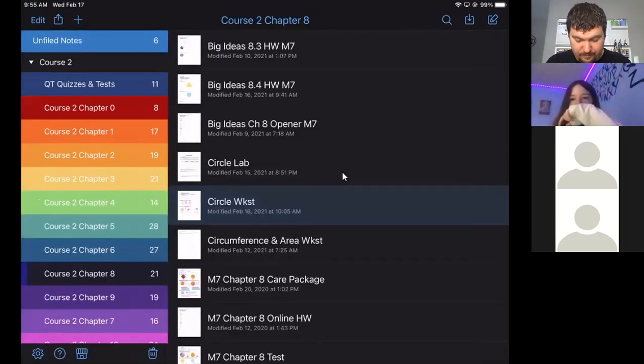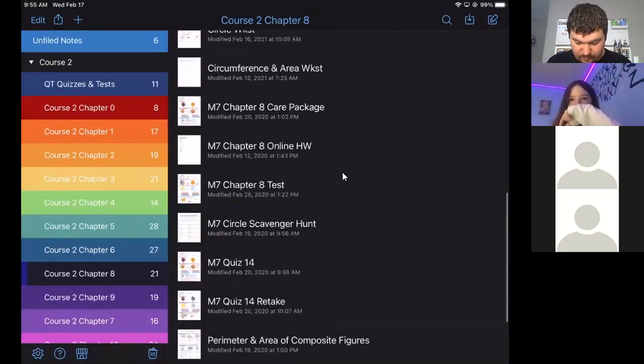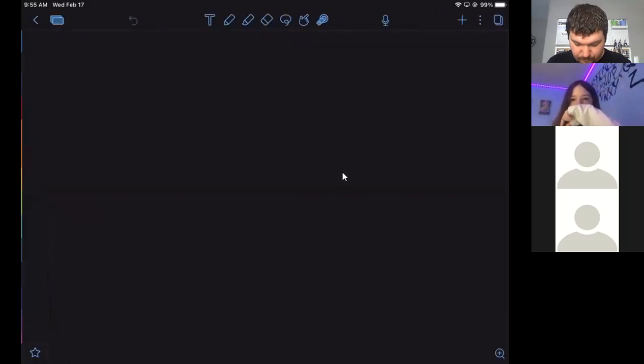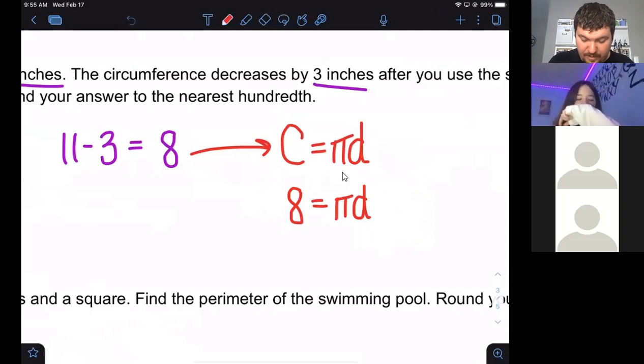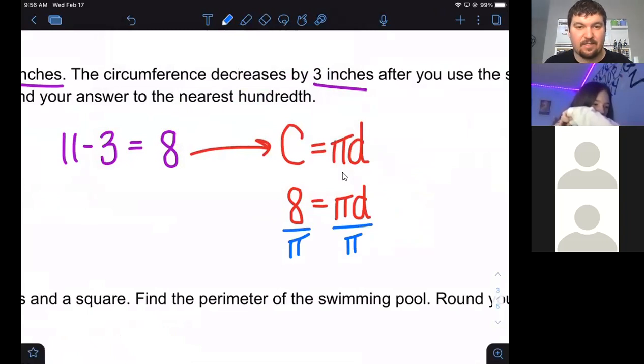This one does not write their answer in terms of pi. It's just 8. So we're still going to divide by pi. That's not changing. But there's no pi symbol on the left side of the equation to cancel out. So what that means is I'm actually going to have to use my calculator. I can't just say it's 8. I'm going to have to do 8 divided by 3.14 because they didn't write their answer in terms of pi.